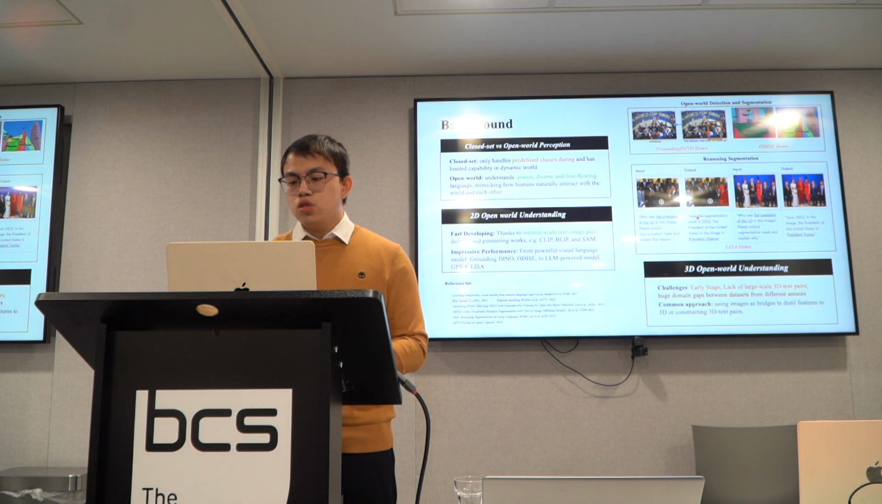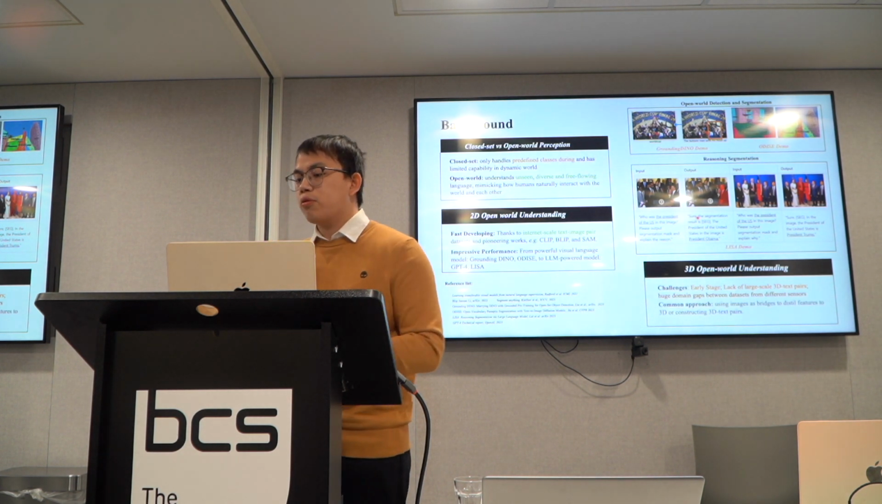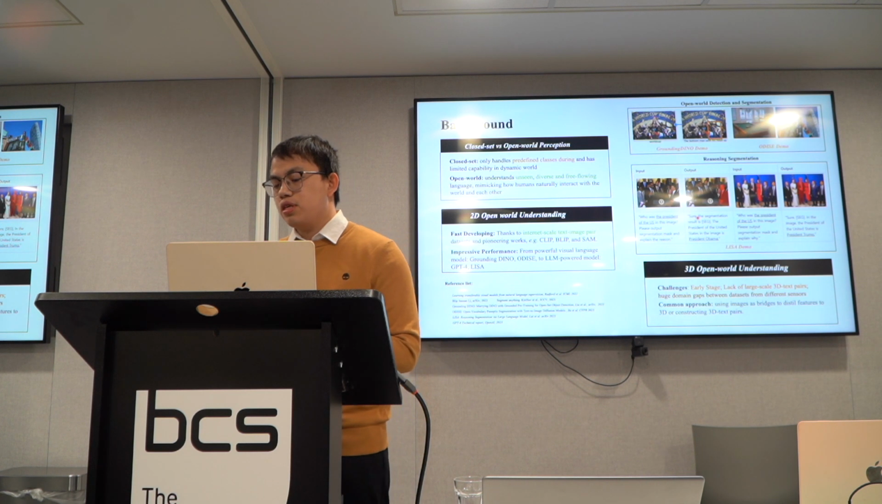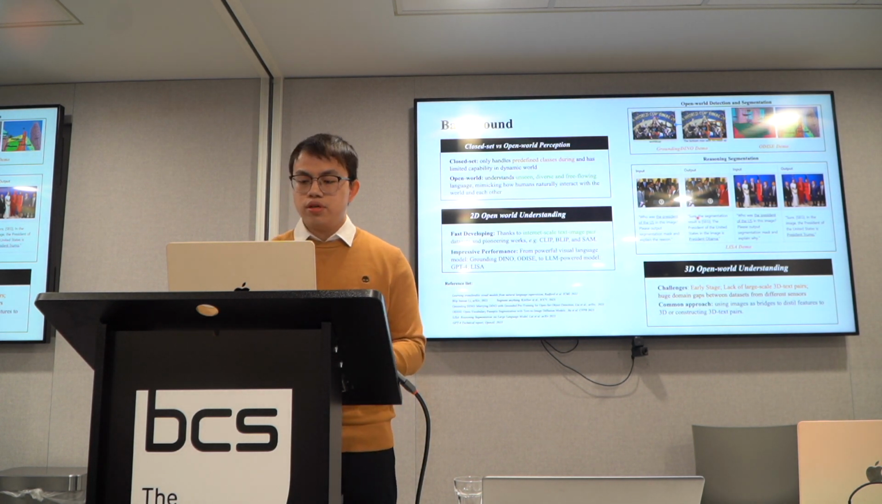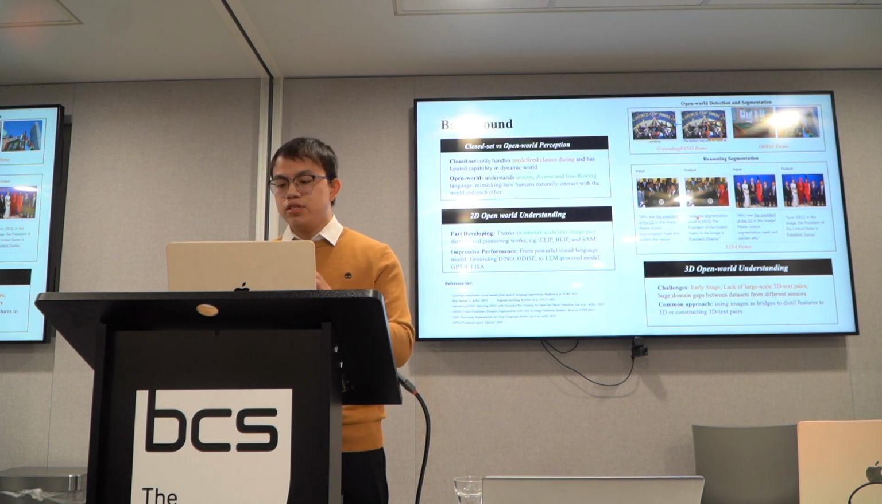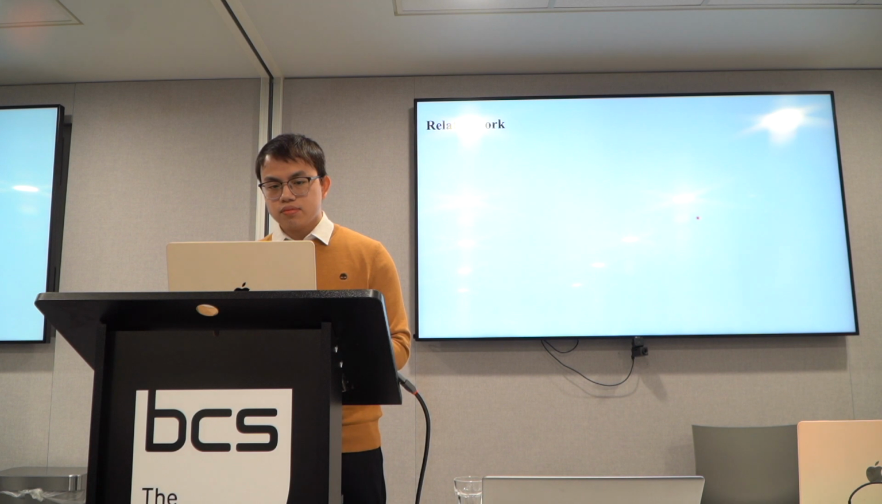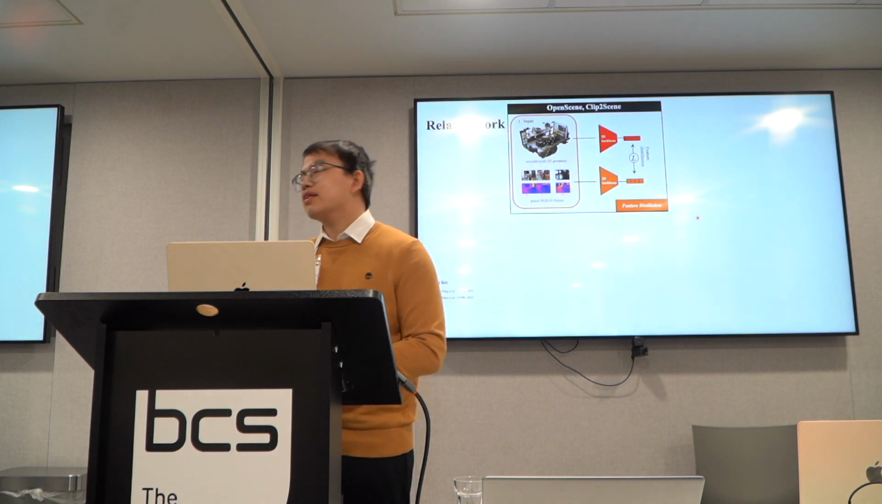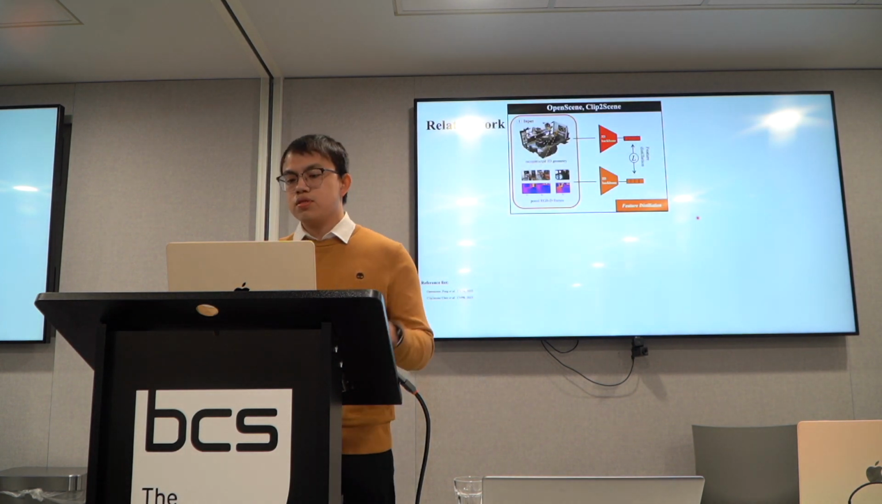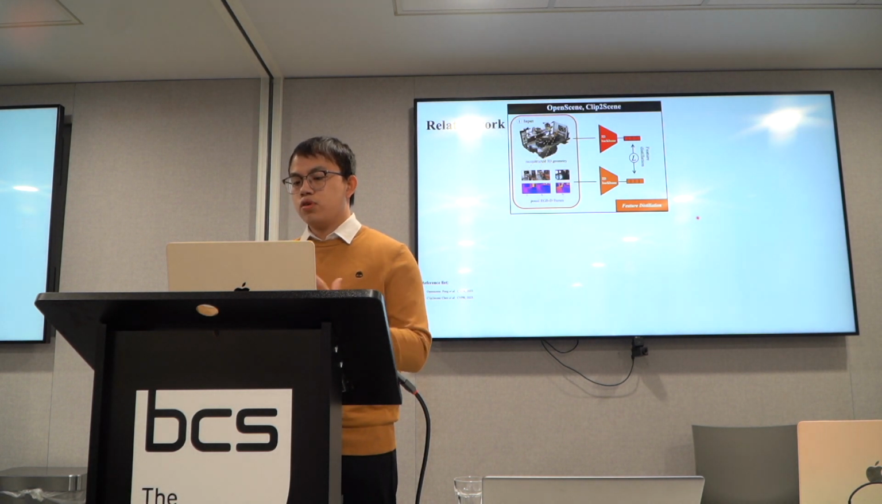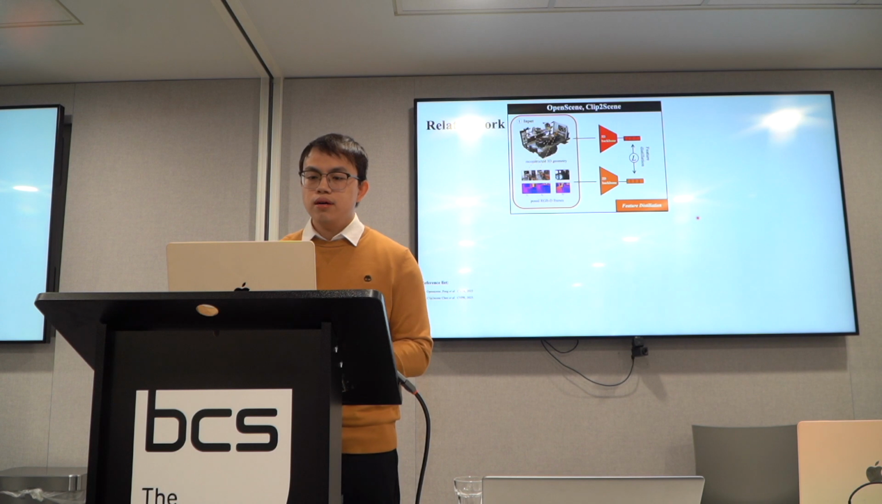So to achieve this type of impressive open world understanding, most approaches use images to bridge the gap, either by distilling features or constructing 3D-text pairs. We'll dive into the previous approaches in the next slides. Right, so I categorize them into three groups. The first group is called feature distillation.